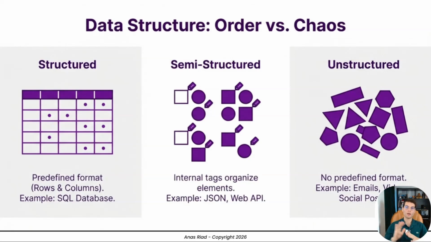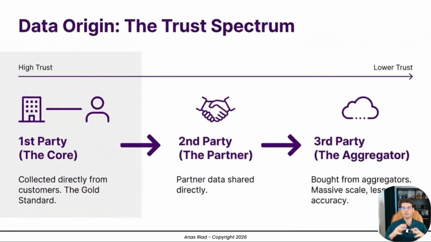And all those are called unstructured. There is something called the trust spectrum. The trust spectrum is basically, where did you get the data from? Did you get it from your company? Did you get it via a second-party partner? Or did you get it from a third-party tool?